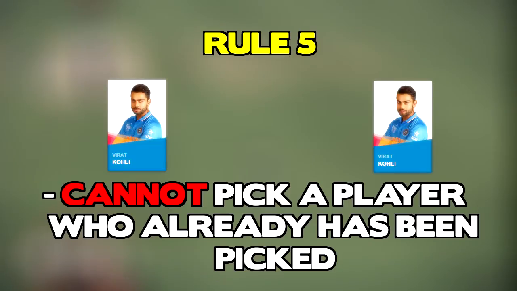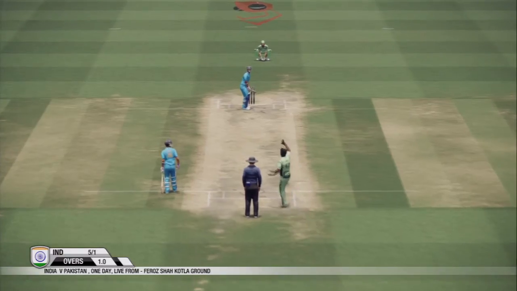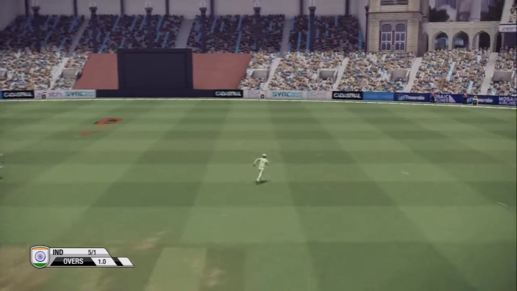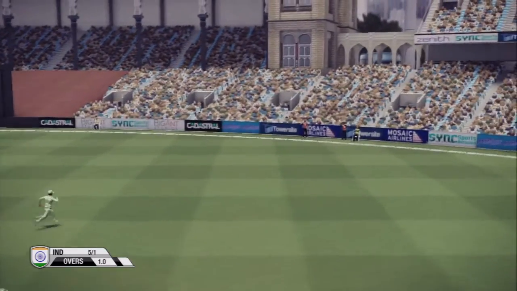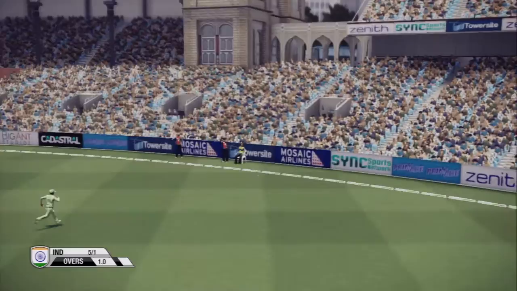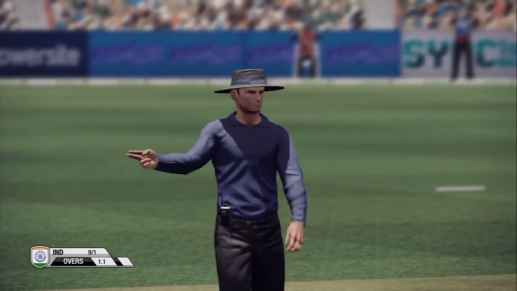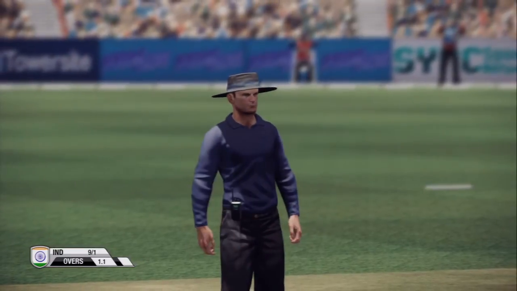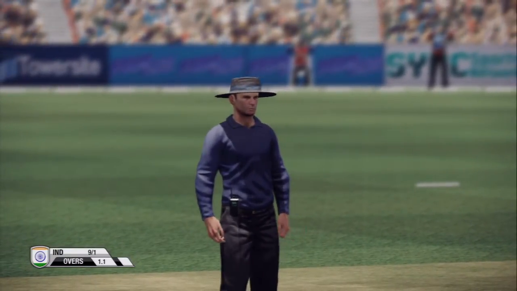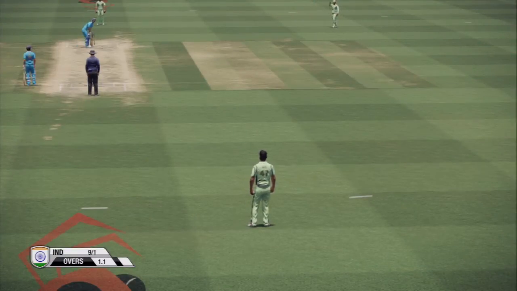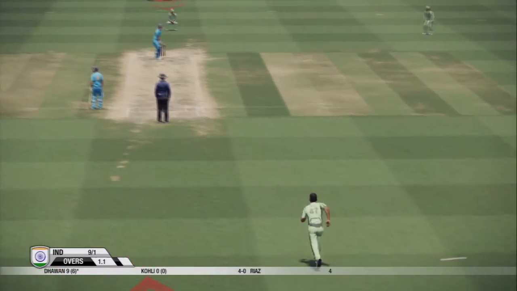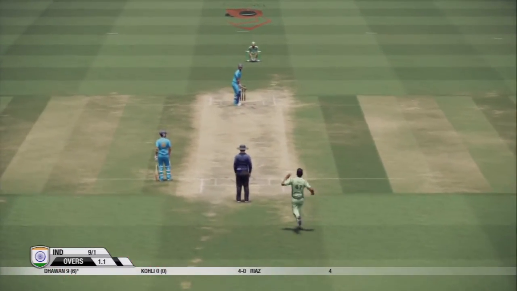Rule number 5. You cannot pick the same player who has already been picked. Now I know there is going to be a lot of trouble on this topic in the comment section. So by that I mean, if someone picks Virat Kohli for their team, then you cannot pick Virat Kohli for your team. Now we can't have 2 Virat Kohlis in this tournament. The same thing goes for captains and wicket keepers. So comment your key players before anyone else does.